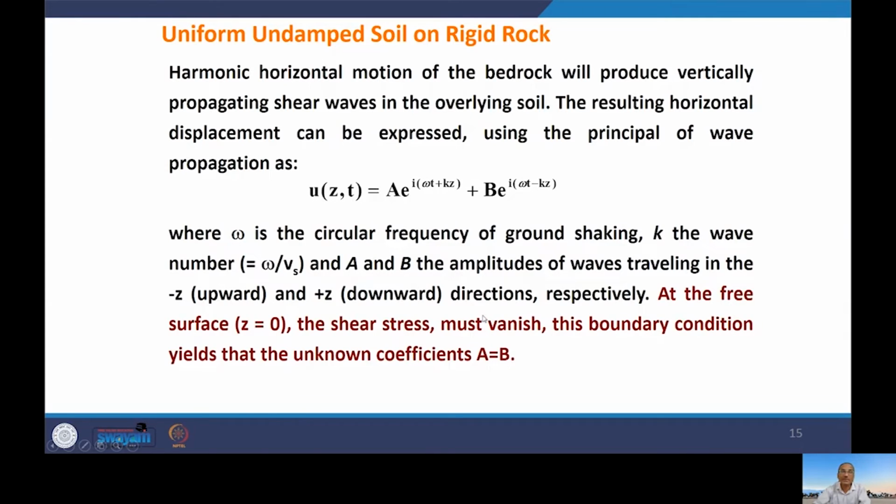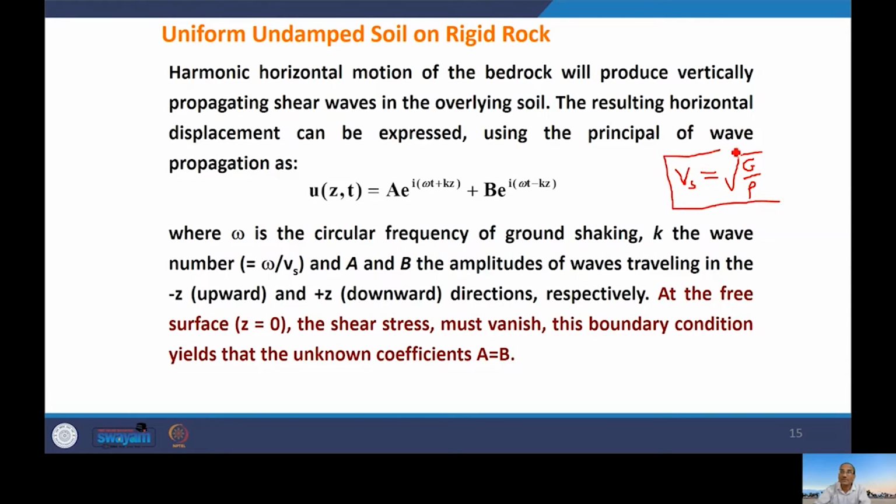So it will yield to you that A equal to B. Here, one thing I would like to point out: what is Vs? Vs is called shear wave velocity, and we have already discussed many times that this shear wave velocity can be obtained if you know the shear modulus and mass density. So Vs is shear wave velocity, and by this time you may be aware that this is nothing but the square root of G by rho. So the shear velocity can be calculated from this simple relation.